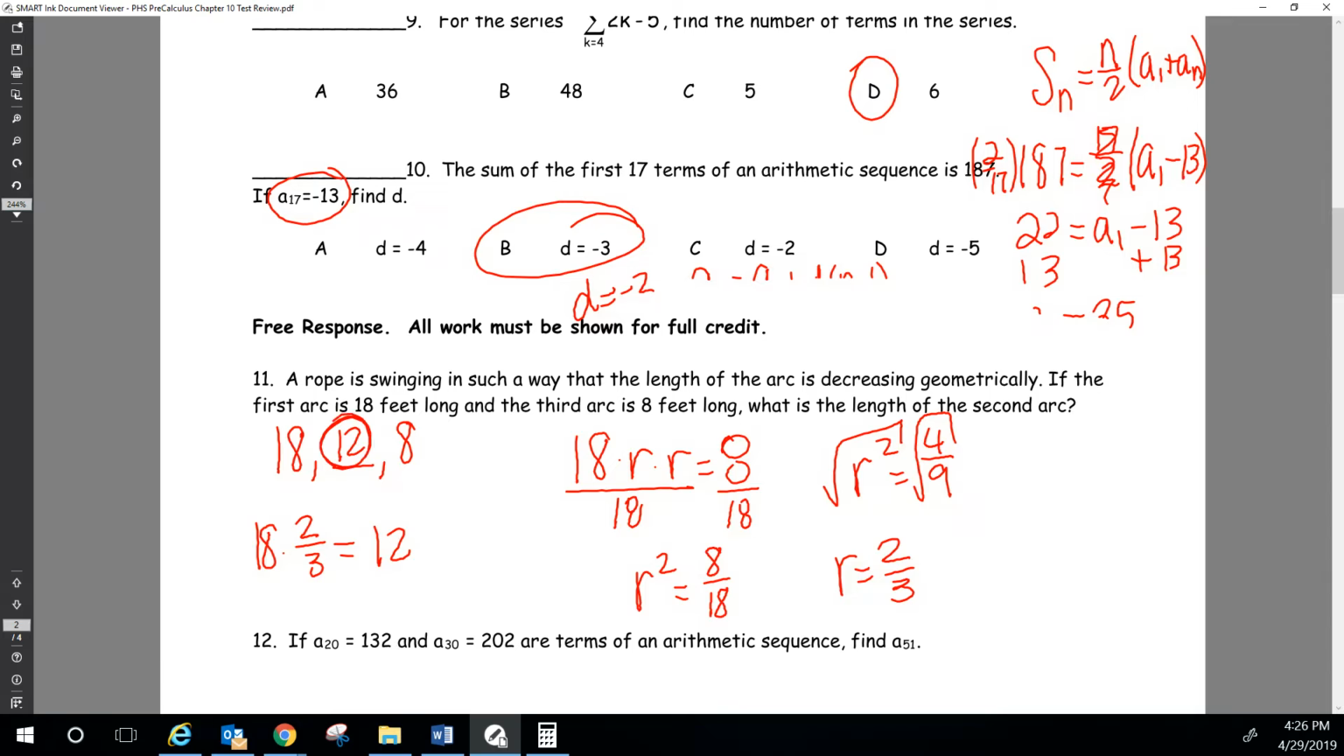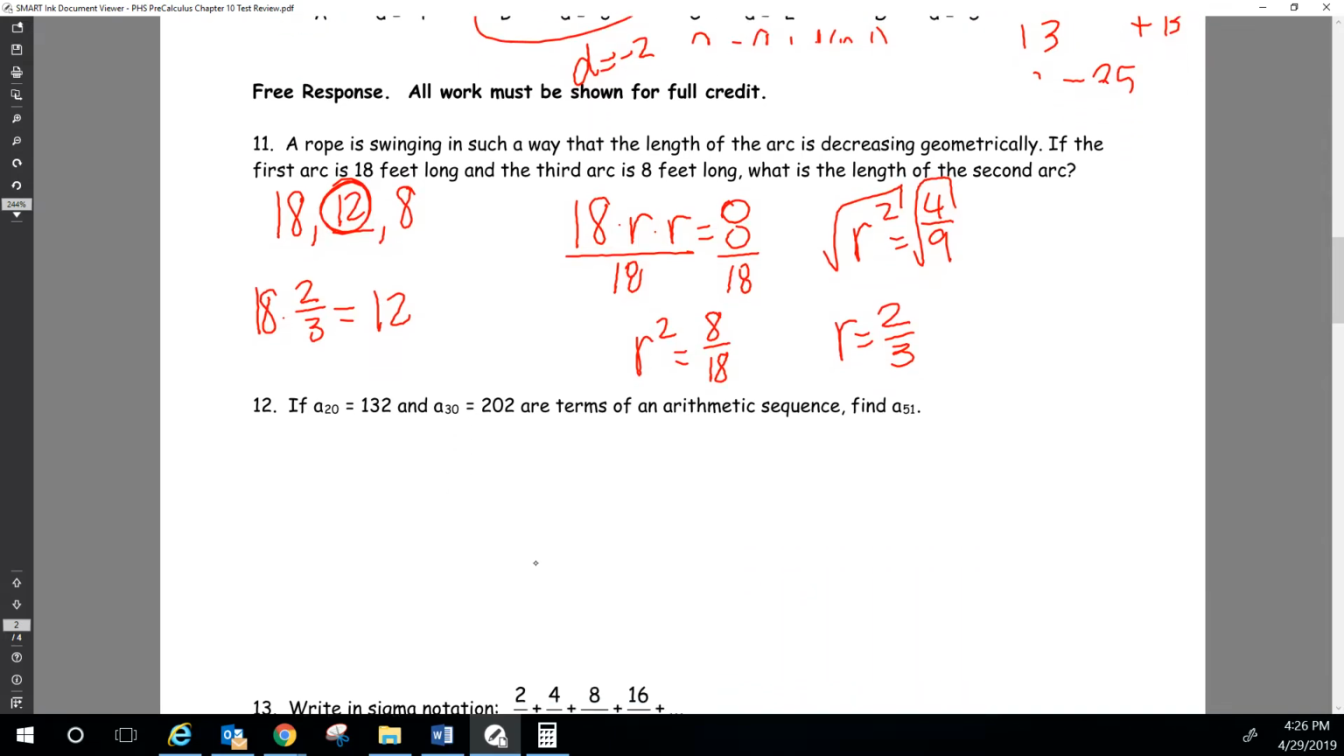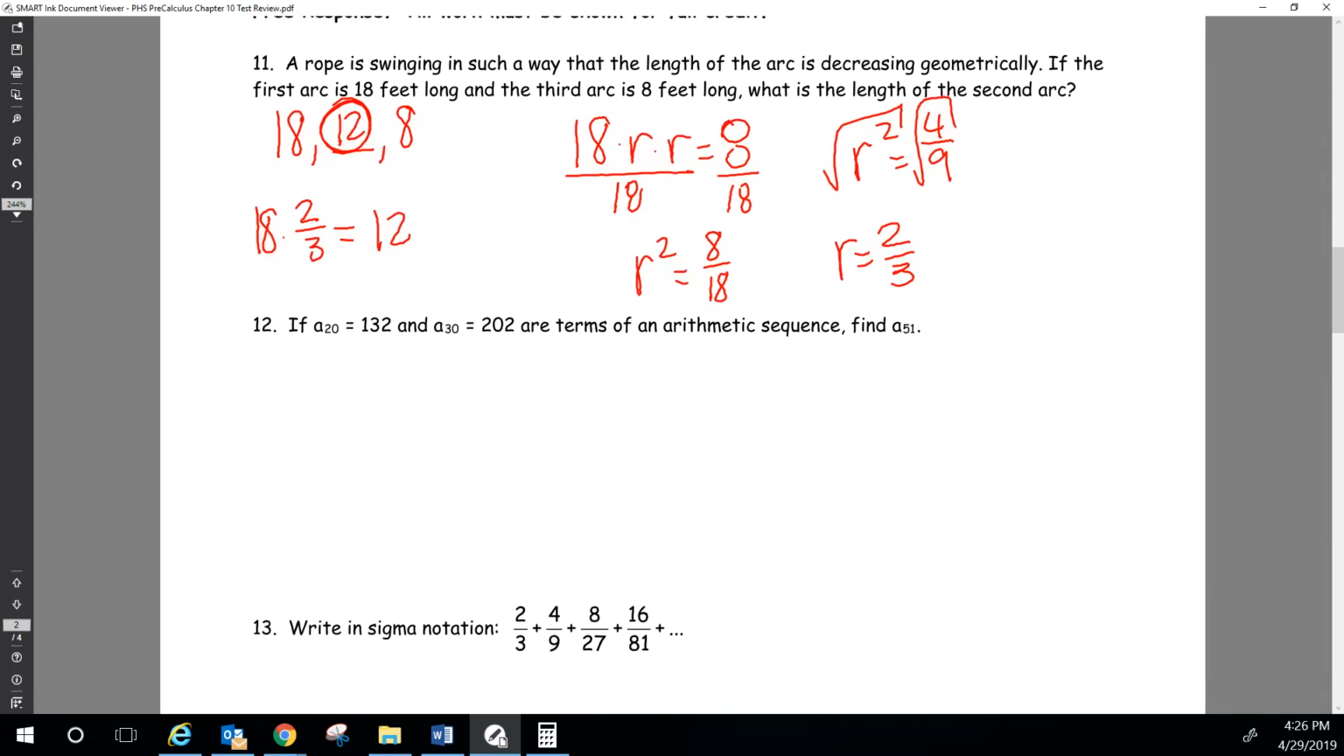All right, number 12. They give us the 20th term and the 30th term, and you have to find the 51st term. This question is pretty in-depth and requires a couple of different moves to make it happen. So first of all, I need to note that it's an arithmetic sequence. So I know I've got a common difference that I'm adding each time.